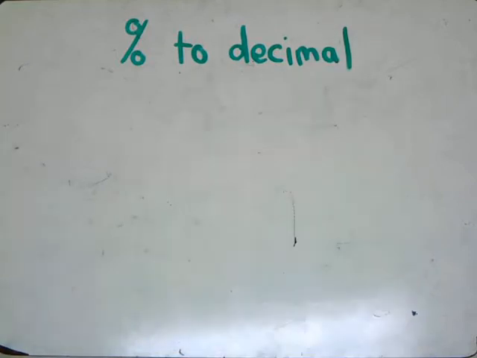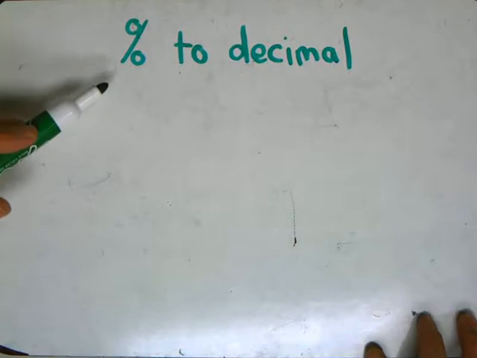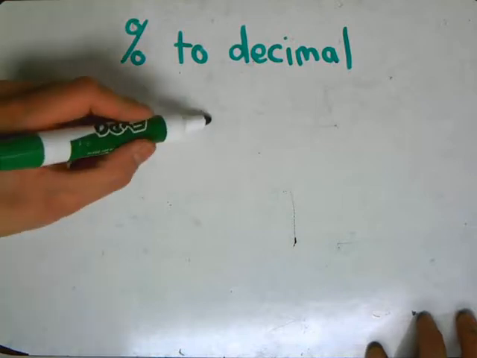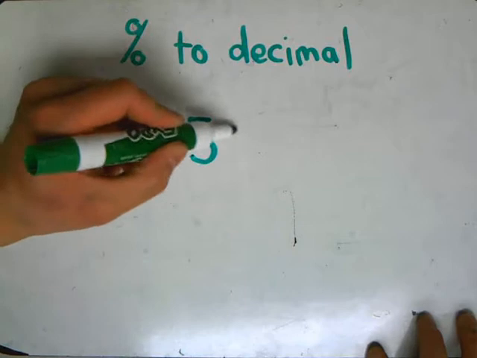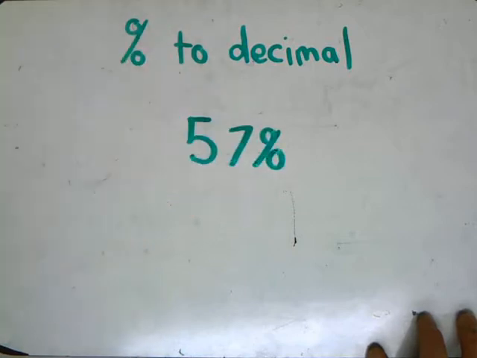Whenever you're given a percent, you have to know that you'll always be given a number that is 100 or less. Okay, you cannot have more than 100% within any of these problems. So the first problem I'll give you is this one. Let's say I have 50%, which is a little bit more than 1/2. Let's change this to a decimal.